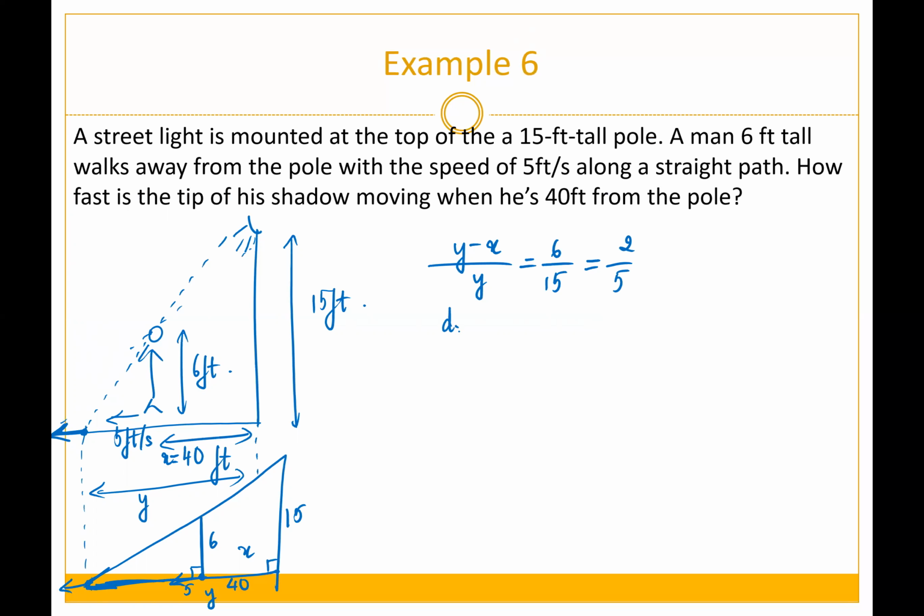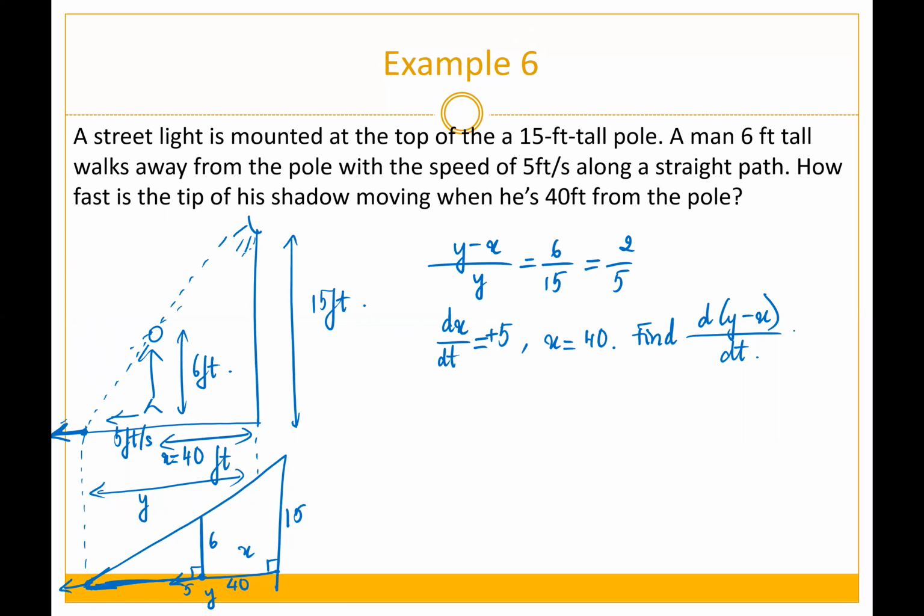They give you dx over dt equal to 5, and it's plus 5 because he is moving away, so that distance with the wall is going to be increasing. And you have x is equal to 40. They're asking us to find d of y minus x over dt. Note that we're looking for the rate of change of y minus x. So this is the shadow. The shadow is only from this point to here. It's not the entire thing.